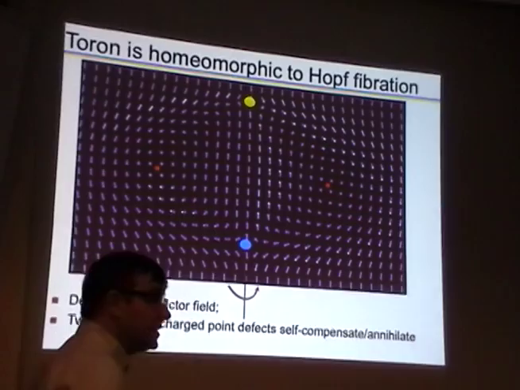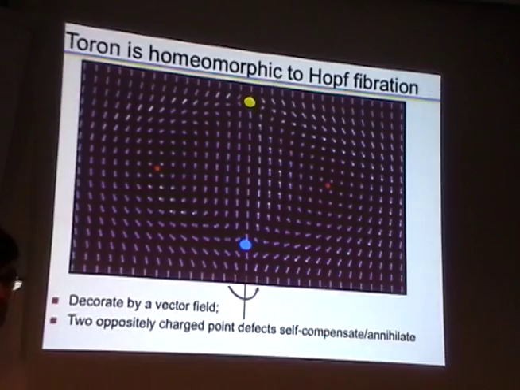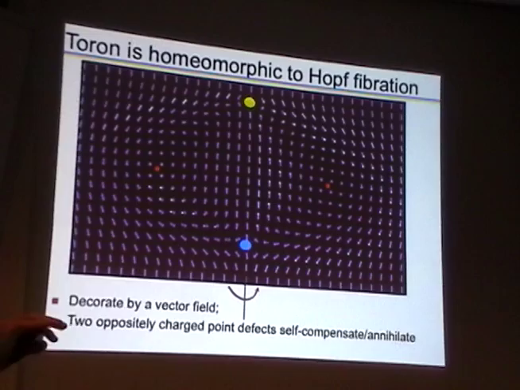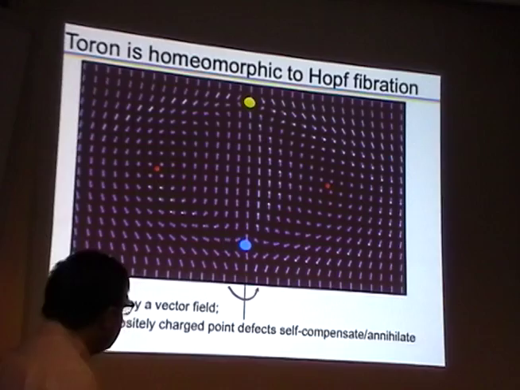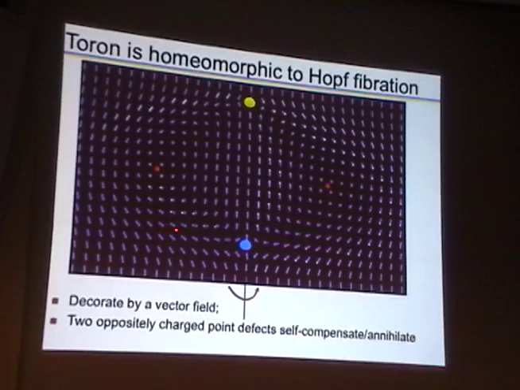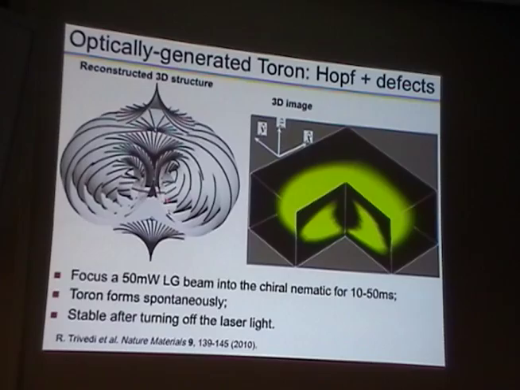So the reason those structures are stable, as we will see in just a minute, is because they allow you to introduce cholesteric twist in the frustrated cholesteric sample that is fully unwound, right? So this allows to minimize elastic free energy locally, as we will see. All right, so now if we decorate the director field lines by a vector field, so this is a cross section of such a structure, and it has axial symmetry, right? Then what we can see is that those two point defects have opposite signs, so they self-compensate each other. So this structure is the structure that we call toron. It is homeomorphic, or topologically equivalent, to the Hopf fibration structure.